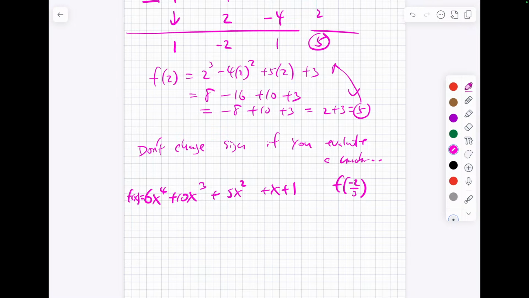Yeah, negative 2/3. It's 3. Hold on, let me rewrite this. 3. Any number, you need to make sure. 6, 10, 5, 1, 1.